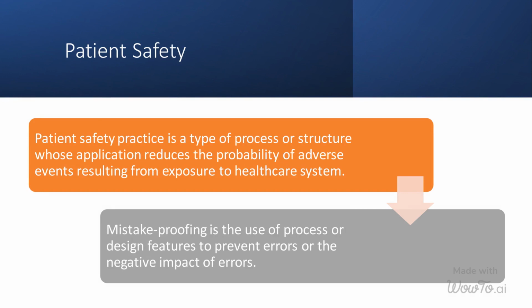Patient safety practice is a type of process or structure whose application reduces the probability of adverse events resulting from exposure to the healthcare system. Mistake proofing is the use of process or design features to prevent errors or the negative impact of errors.